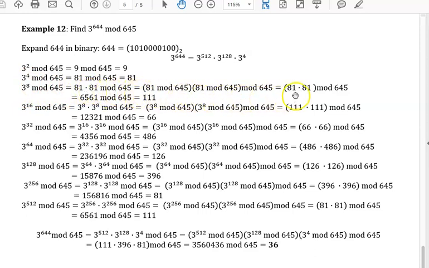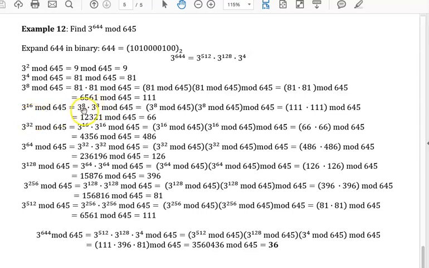And now we're going to use one of those rules that we learned in the last section. If I have a product, I can expand this as (81 mod 645) times (81 mod 645), mod 645. This is not really that useful because I get a remainder of 81 in each of them, so I actually do have to multiply it out. 6561 mod 645 gives you a remainder of 111.